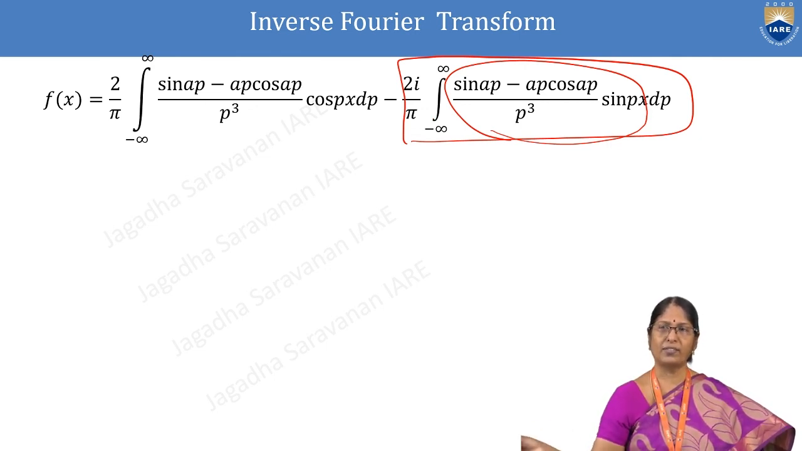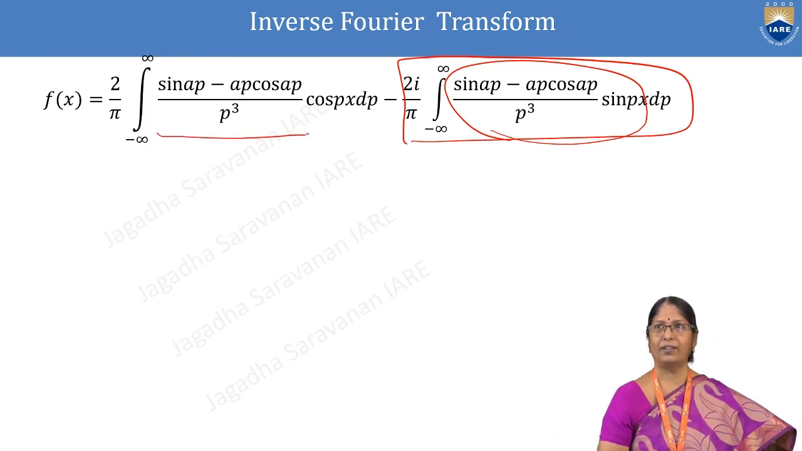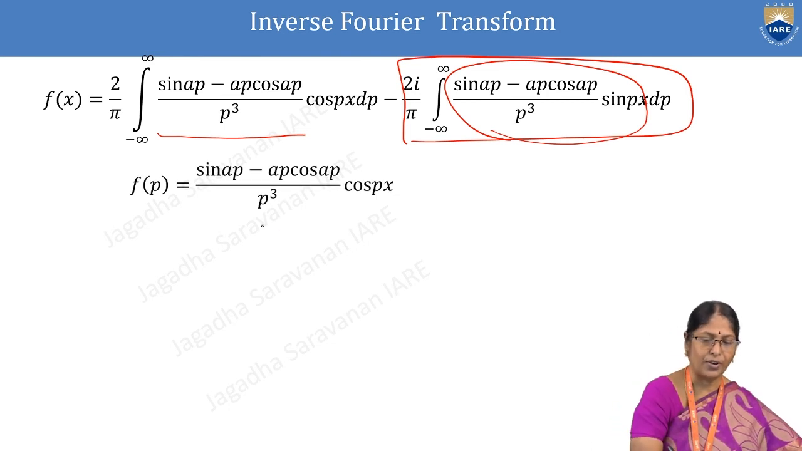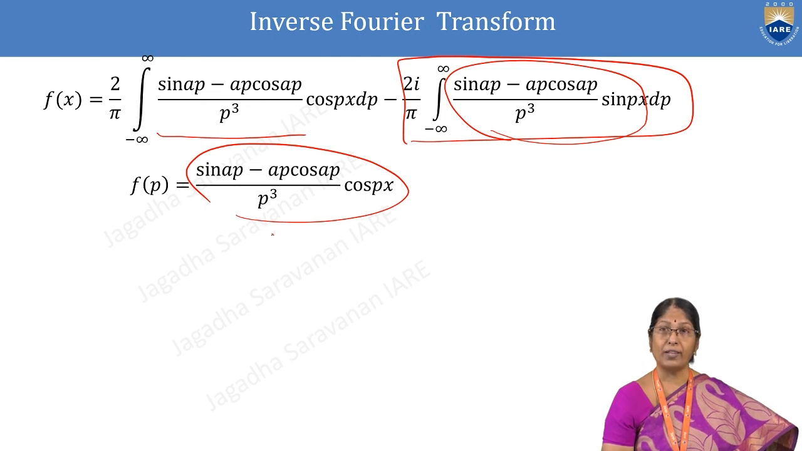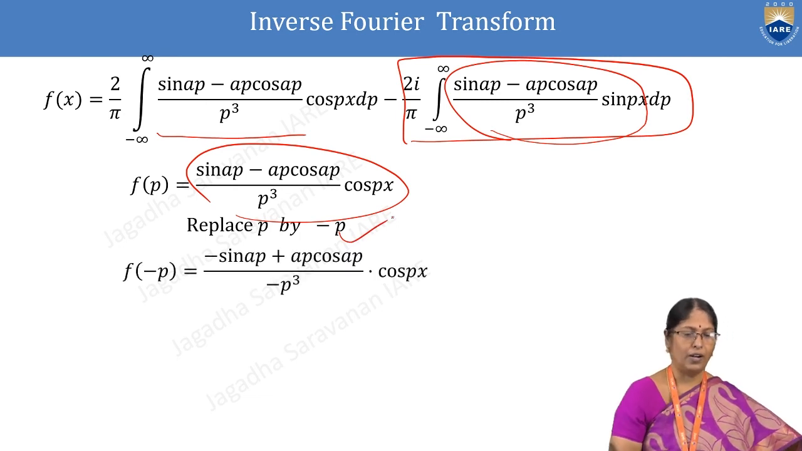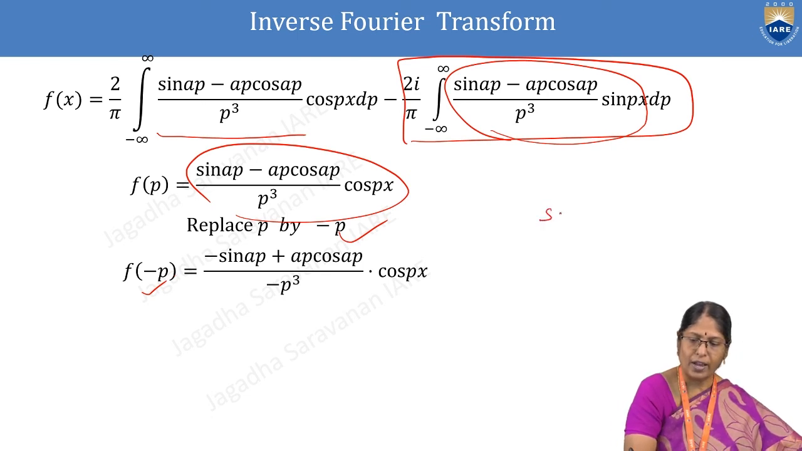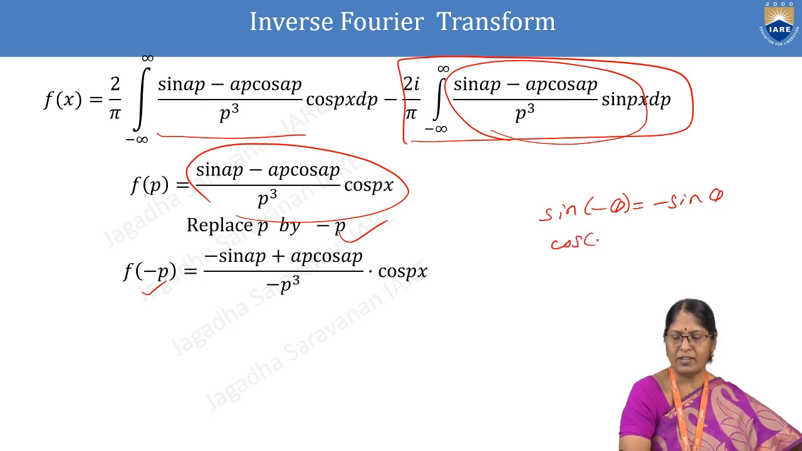Now similarly, the same treatment we will give to the first integral. We have taken this complete function and we are going to replace p by minus p. Now f of minus p: we know sine of minus theta equals minus sine theta, and cos of minus theta equals cos theta.